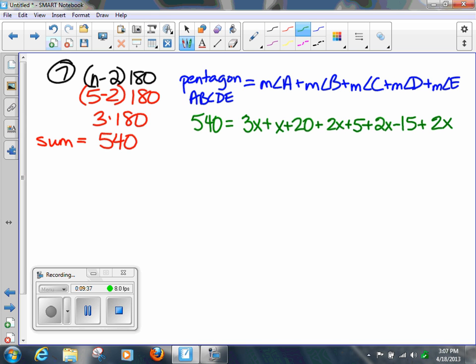Do you guys buy that? Yeah? Combine like terms. Now, is the geometry over? Geometry is done. What takes over? Now algebra kicks in. Okay? So we've got to add all of our like terms. If I add all of my x terms, I get 3, 4, 5, 6, 7, 8, 9, 10x, right? 20 plus 5 is 25. Minus 15 is positive 10.